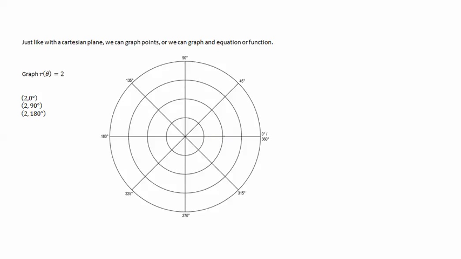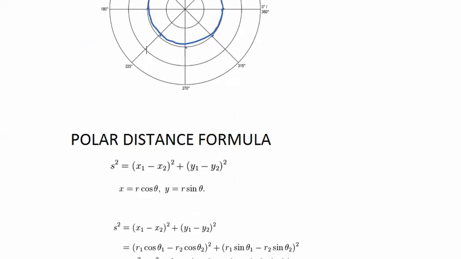So we would go out here and if we plugged in 0 for theta, we still get 2. We get 2, we get 2, over and over again. So the shape that we have is a circle. We have a circle at that radius or that hypotenuse of 2. That's what that graph looks like.